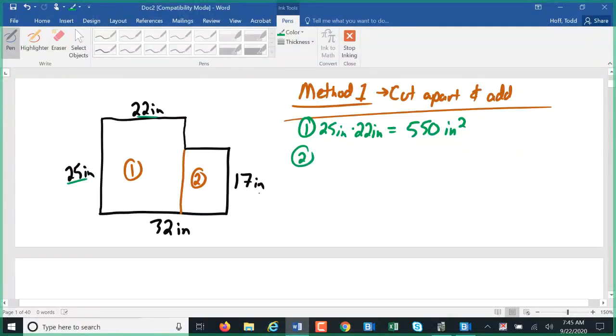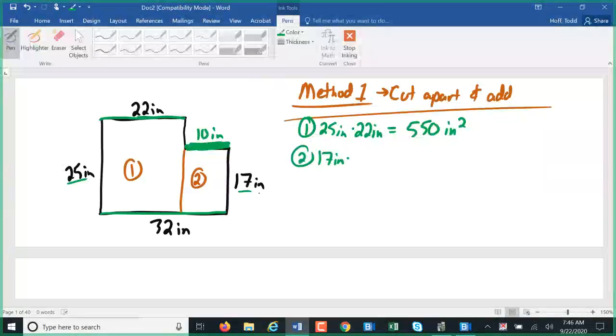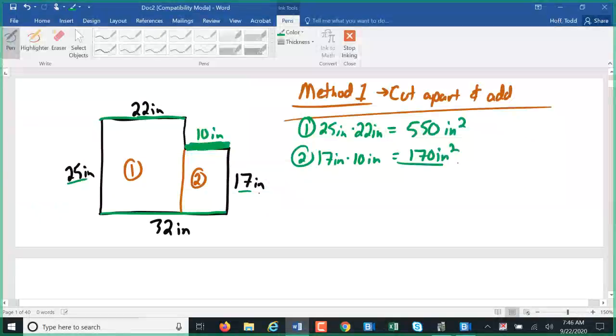My second shape here is a little bit more work. I know this is 17 inches. I don't know this dimension here. How big is that dimension in green going to be? What's the size of it? 10 inches. Very good. Because the 22 and the 32 are the only other dimensions that go horizontally. Those are the only ones I can use to find that missing dimension. And the 22 plus that missing dimension has to add up to 32, making that one 10. So that'll be 17 inches times 10 inches is 170 inches squared. That adds up to 720 square inches.